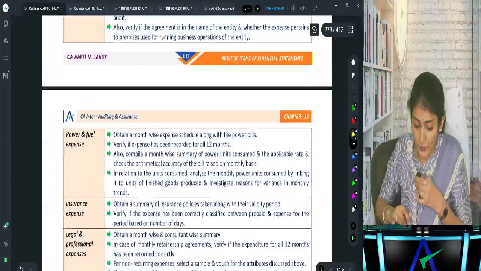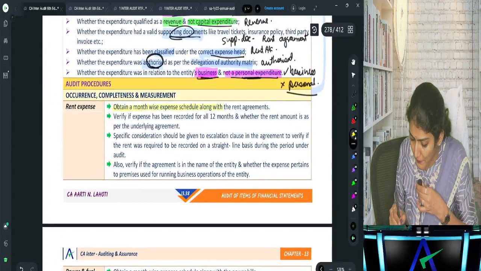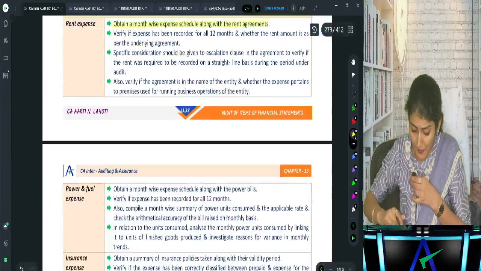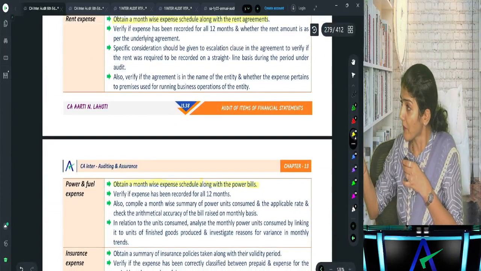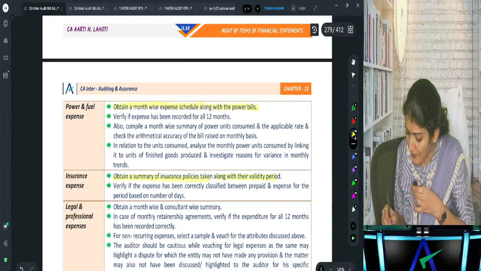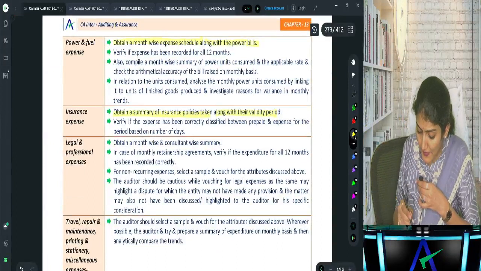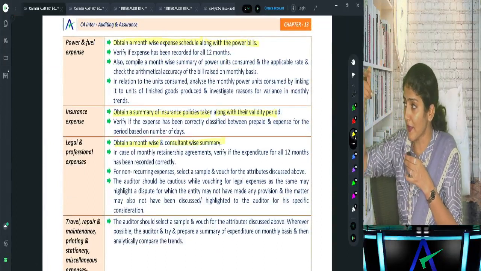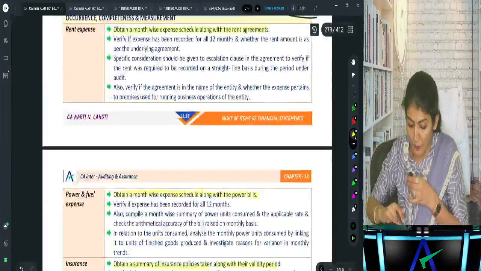So if I want to check the rent expense, what is the first point over there? Obtain a month-wise schedule along with the rent agreement. Then for power and fuel, what does it say? Obtain a month-wise schedule along with the power bill. For insurance, obtain a summary of the insurance policy along with their validity period. And legal professional expenses, obtain a month-wise and a consultant-wise summary. So month-wise, and also each lawyer, what consultancy are you taking? So do you see the common point over there?